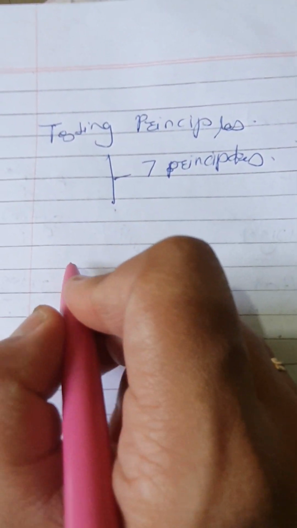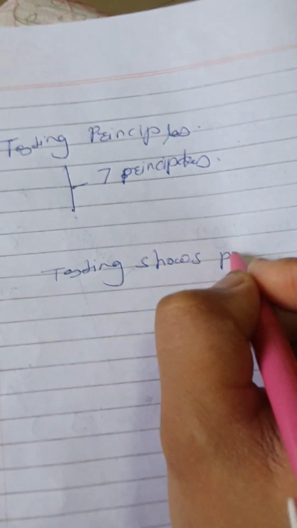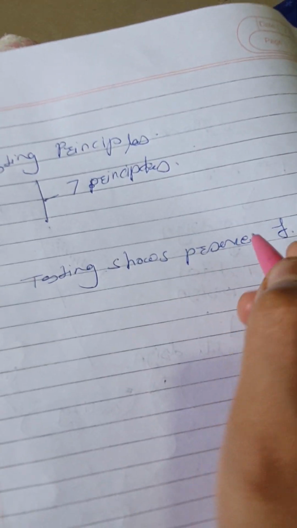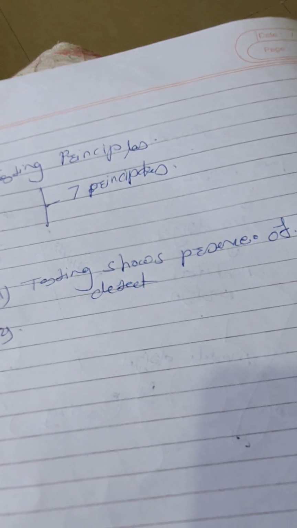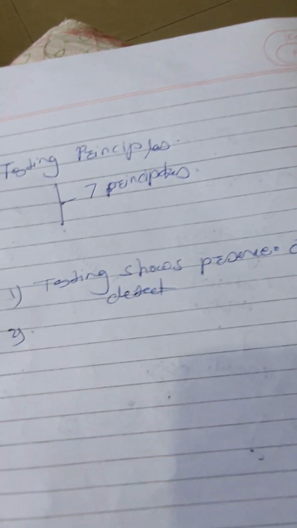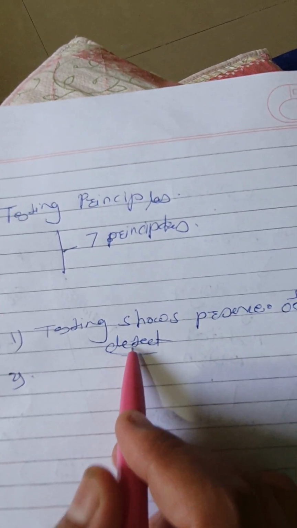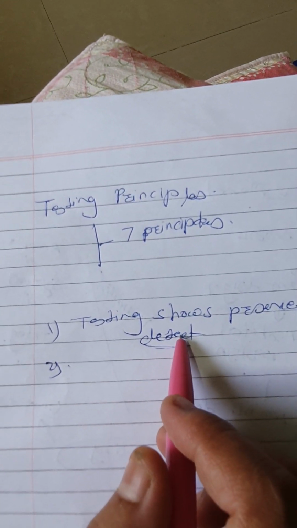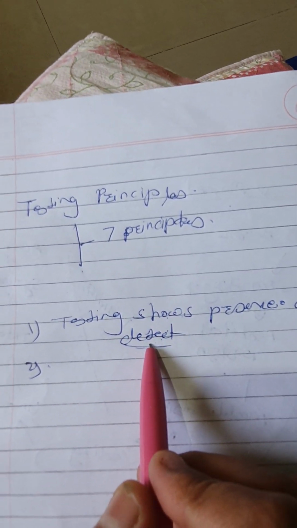First principle, testing shows presence of defect. So first principle is testing shows presence of defect, means defect is nothing but error. So testing shows whether your software is error free or not, but testing never shows that your software is 100% error free, means there is an absence of defect. Testing never shows absence of defect.